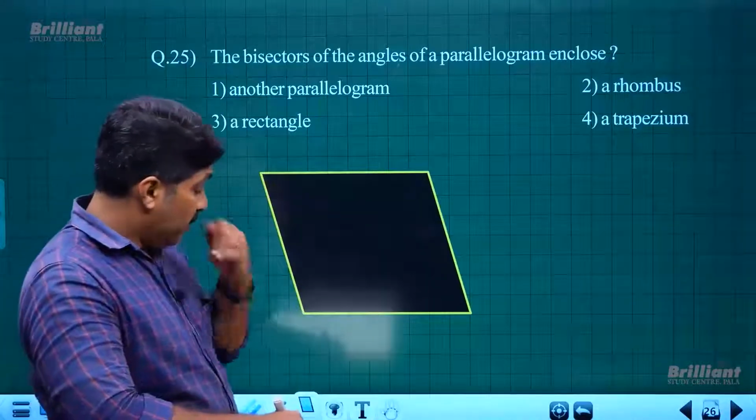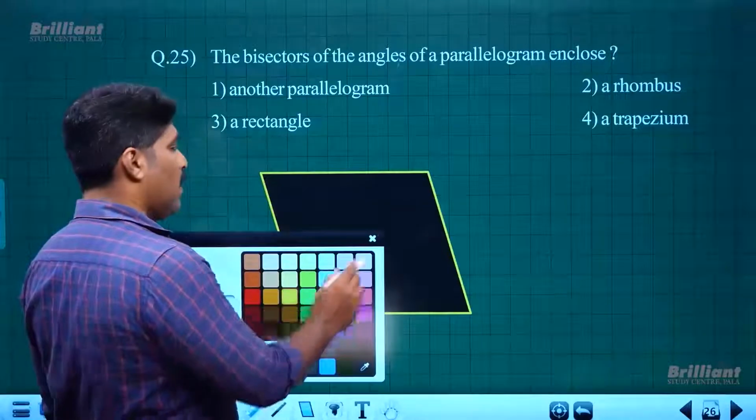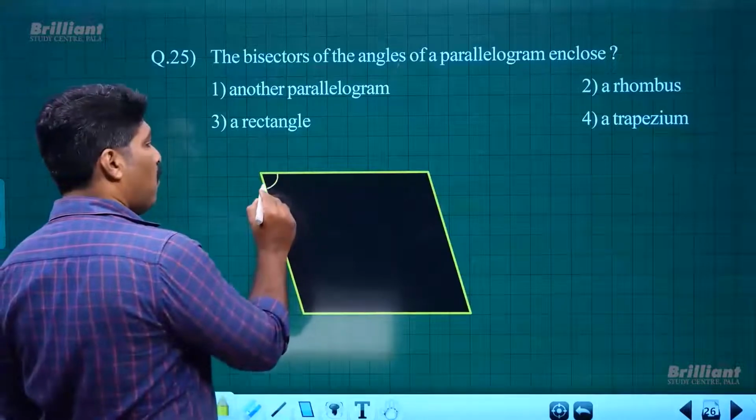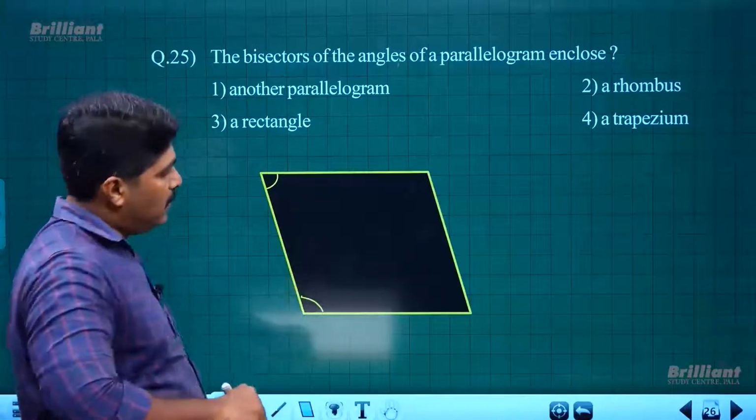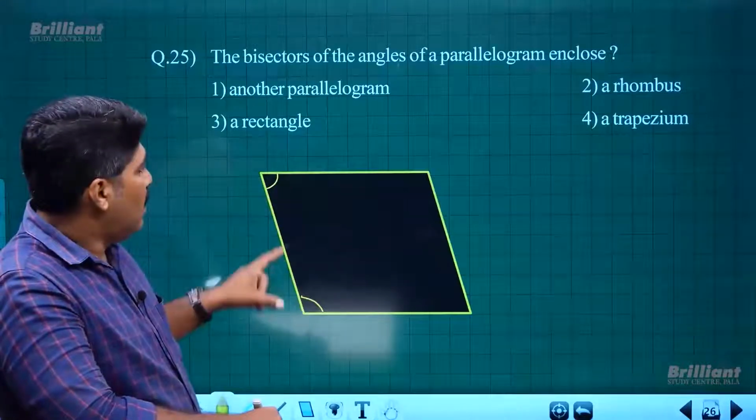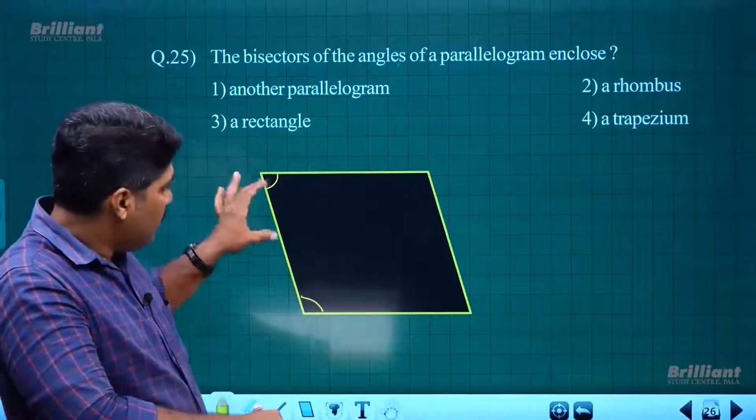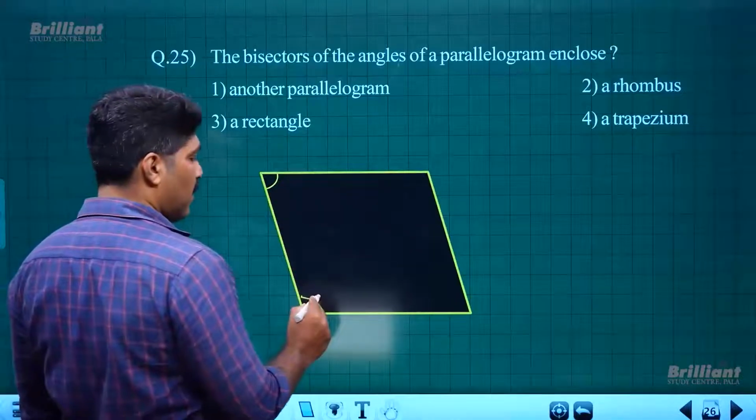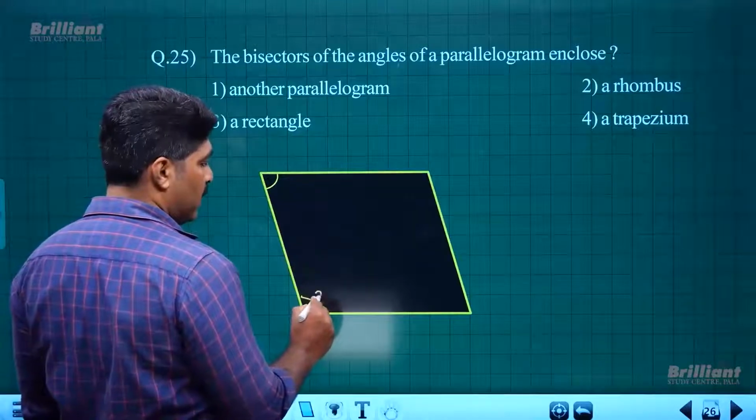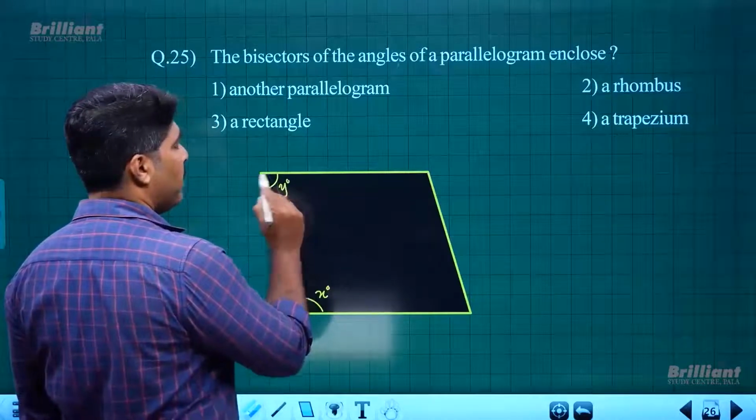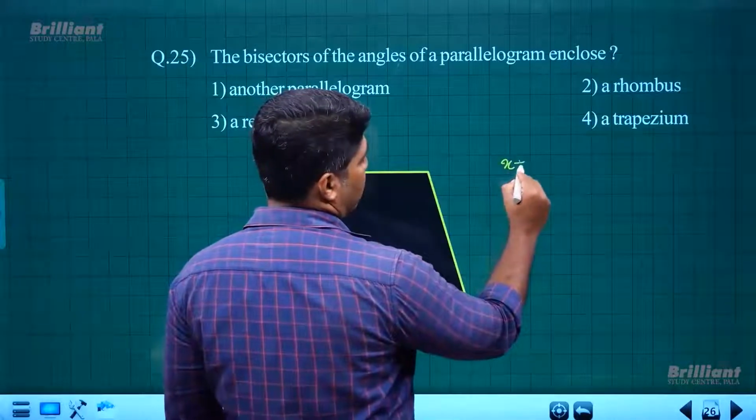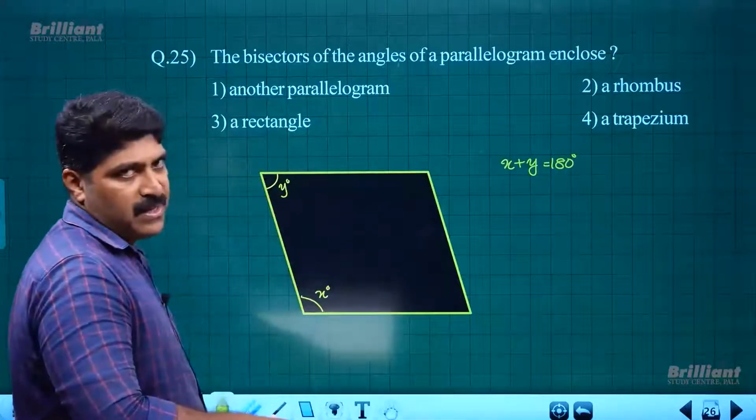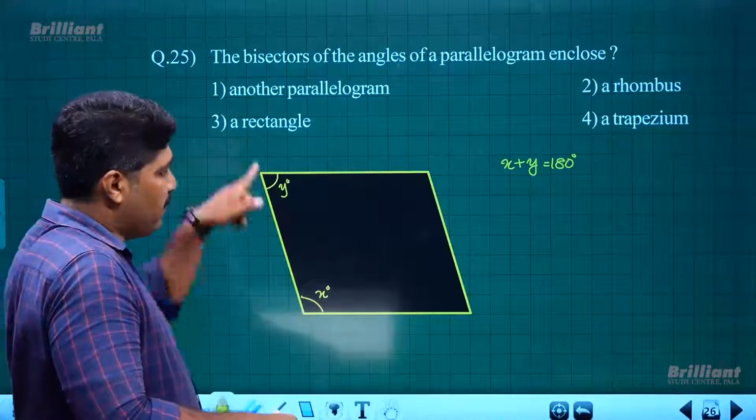So what is the peculiarity of a parallelogram? Here, the sum of the co-interior angles, not corresponding, co-interior angles. The sum of these 2 angles will be equal to 180 degrees. So these angles are called co-interior. Understand? So this angle is x degrees, this angle is y degrees. Therefore, x plus y is equal to 180 degrees. Any pair of co-interior angles like this, we can easily find out.